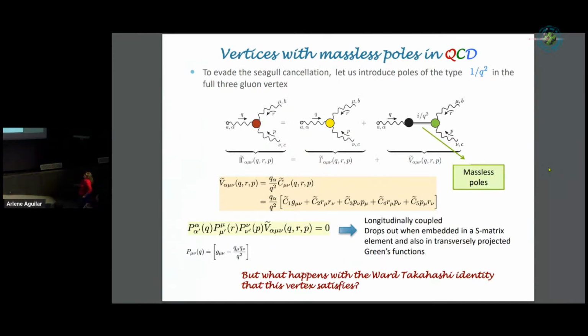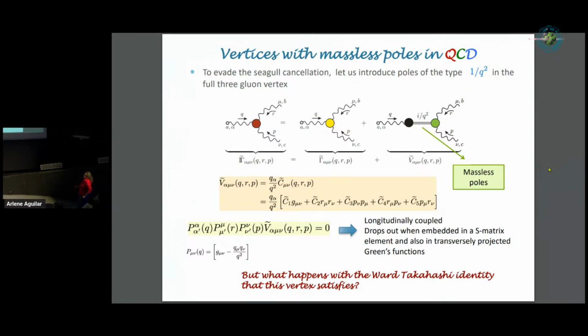So let's see how you can generate this, how this works in QCD. Here you have the trigluon vertex, and then I can split my trigluon vertex into a part that does not have a pole, and a part that has the massless pole that I was talking about. The yellow does not have any pole, and this part here has this massless pole, this V. The V I can write as q alpha over k squared, the massless pole, times a function C.